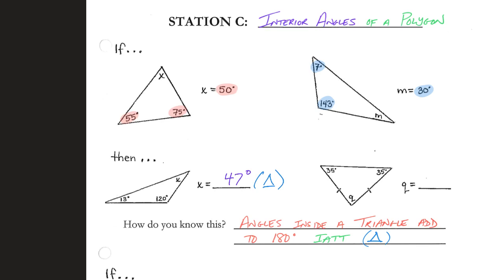So the same thing on Q. On Q, we should have come up with 110 degrees. I just want to go back to X to make sure that we are good on how we got that. We could take 180 and subtract the sum of the other two. Subtract off your 13, subtract off your 120, and there we go.